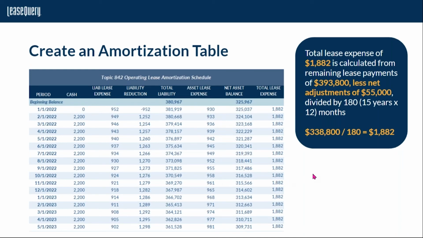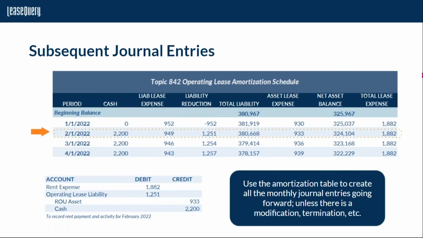If you want a look at the full amortization table, that's in the addendum to our ultimate lease guide. This is just to help us illustrate the example. So we have the amortization table created, and now we go into the subsequent journal entries. We showed you the initial journal entry at commencement, and here is an example of a periodic journal entry. This one we're going to do for the month of February, since that's the first month we make a payment.